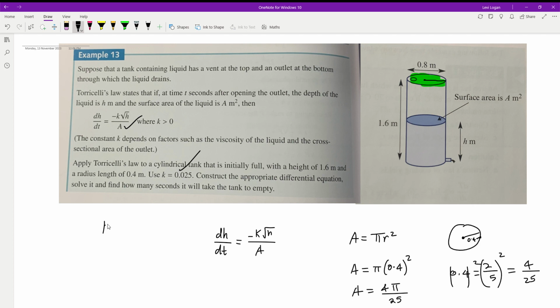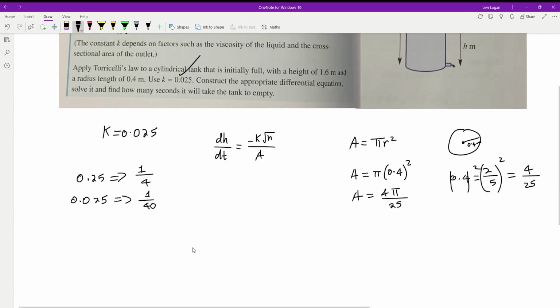Alright, so k in this case is 0.025. So 0.25 is the same as 1 over 4. Adding that extra 0 just means it's 1 over 40. So 1 over 40. Right, so let's sub our information into our differential equation.